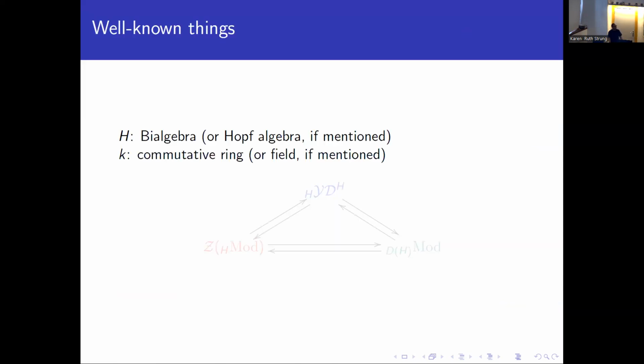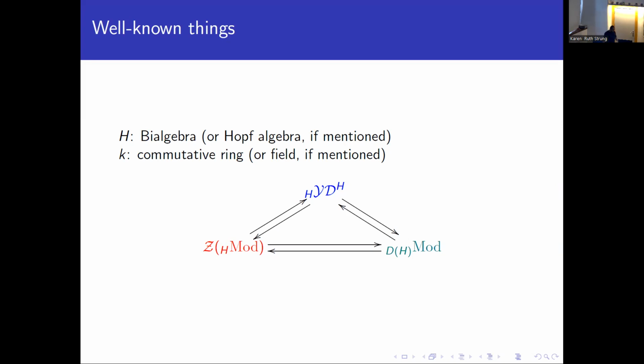So I would like to start with the case that everyone knows. Here I would like to start with H to be a bialgebra, or Hopf algebra if mentioned, and this bialgebra or Hopf algebra is over K, where K is a commutative ring, or a field if mentioned. So we have these well-known things. The category of Yetter-Drinfeld modules is equivalent to some center of the category of modules, and the category of Yetter-Drinfeld modules is also equivalent to some category of modules over the Drinfeld double.